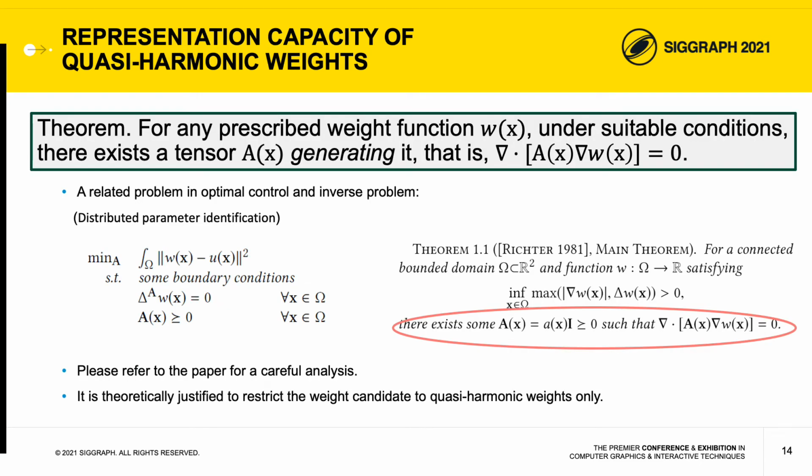I will not talk about the theory in detail. If you're interested, you can refer to our paper for careful analysis. Basically, it's closely related to a problem in optimal control, an inverse problem, the so-called problem of distributed parameter identification. There are many theoretical results due to applied mathematicians. The key point is that it is theoretically justified to restrict the weight candidate to quasi-harmonic weights only.